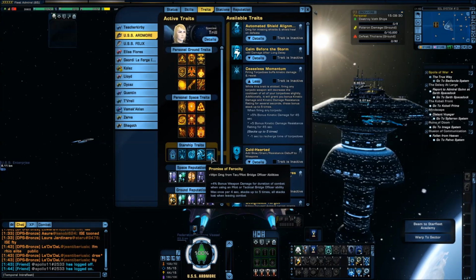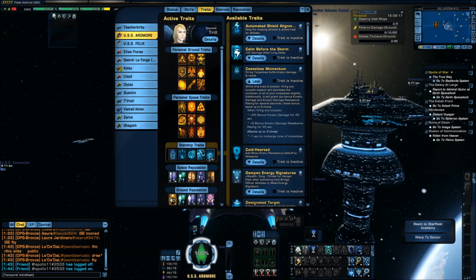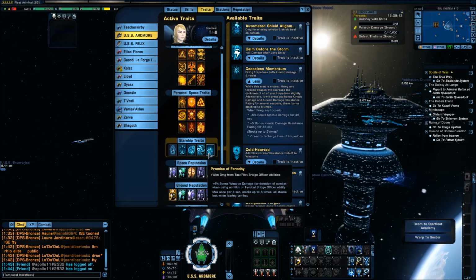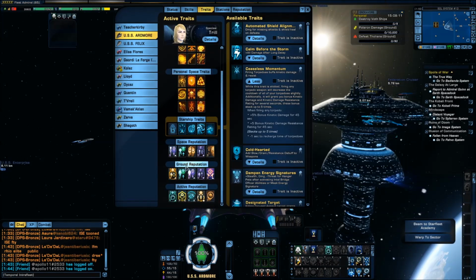It'll keep your weapon damage up for the duration of combat when using a pilot or tactical bridge officer ability, and this stacks up to 5 times. Okay? And all stacks are lost when leaving combat. So this is a nice little trait to have. Again, not a must-have, but nice to have. I find it works best for me.